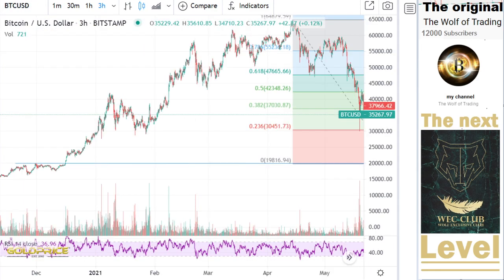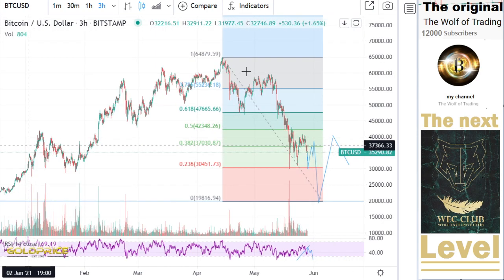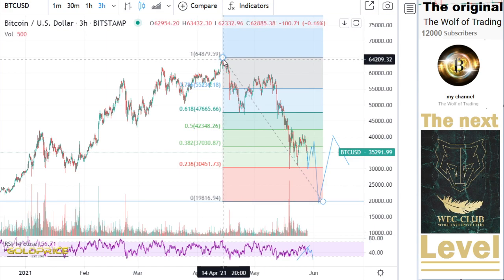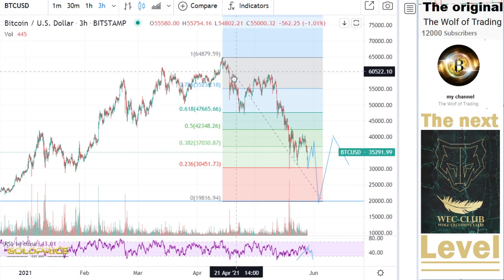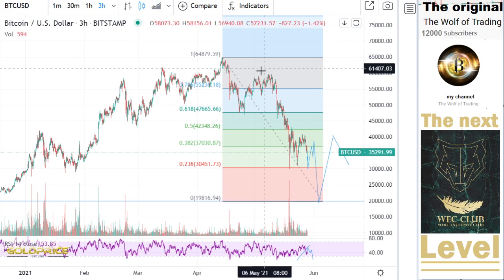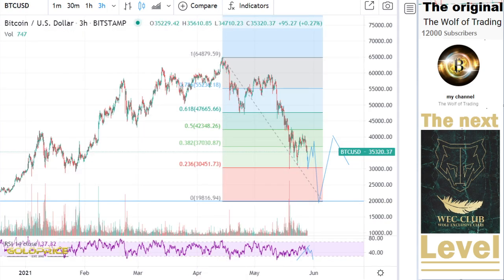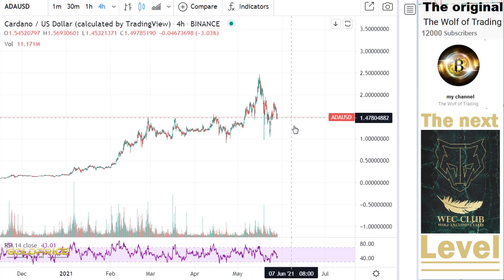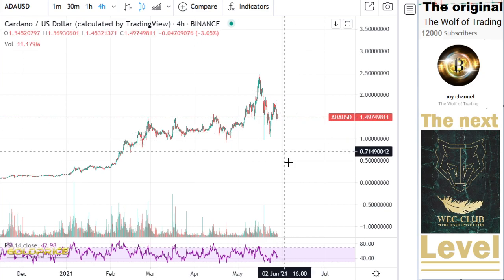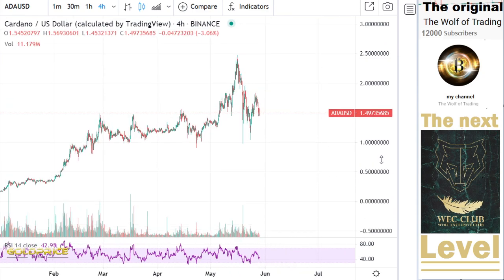Let's check the Bitcoin price. You can see at the level of 14 of April, we had the high price here. The top level was 65,000. At this point, we had a very high level for Bitcoin. The price is going to the downside, and now we have to look in which direction.